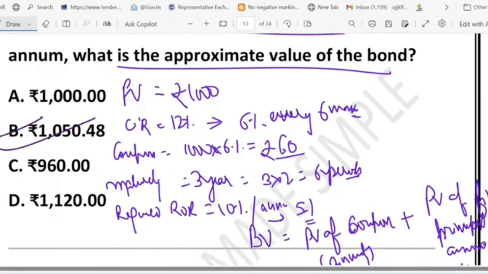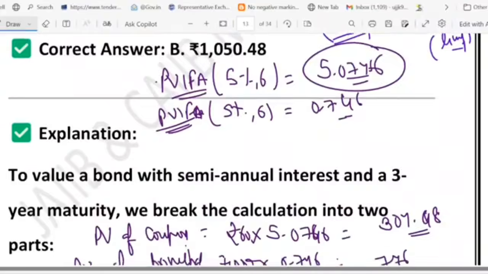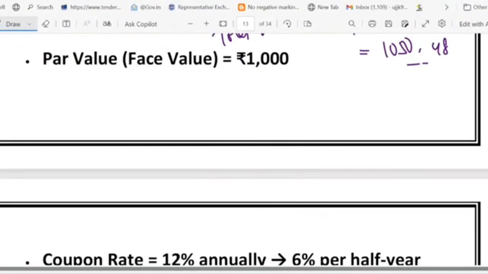If you go through the options, the nearest option is option B, and yes, it is the correct answer. So friends, remember, let's summarize what we learned from this question. You know that the bond pays rupees 60 every 6 months for 3 years. What we do is discount those cash flows using the required return. And what is the required return? Required return is 5% per period.